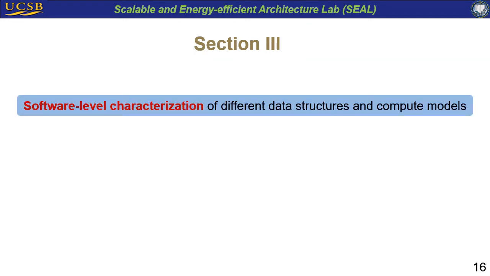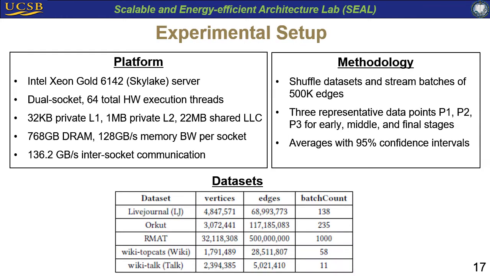Next, I will move on to section 3, where I will talk about the software level characterization of different data structures and compute models implemented in SAGA-Bench. The experiments are carried out on a dual-socket Intel Xeon Gold server with a total of 64 hardware execution threads. For the methodology, we first shuffle the data sets and stream in batches of 500K edges.